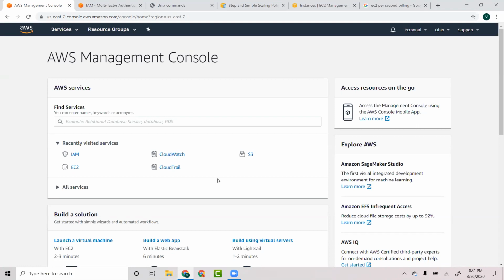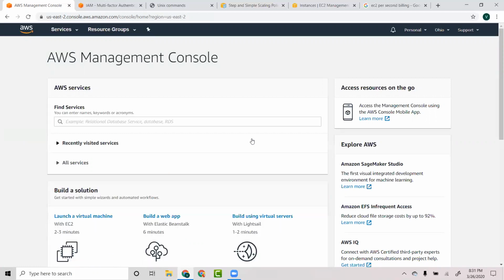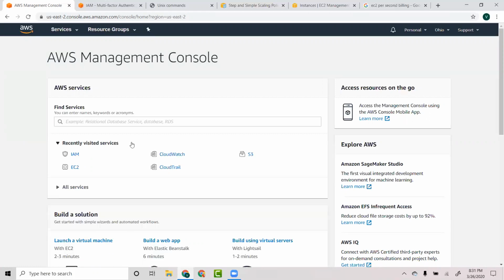And the next class, we'll talk about S3. And it's a simple, interesting concept. And after that, I want to mix sort of EC2 and S3 together using some command line interface concepts.